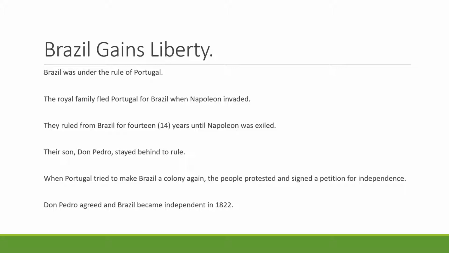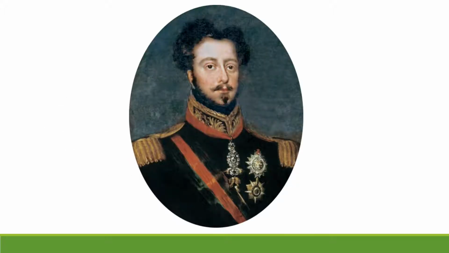Well, Brazil is not really happy about this. When Portugal tries to make Brazil a colony again, the people actually protested and signed a petition for independence. Don Pedro actually agrees, and Brazil will finally become an independent country in 1822 as well. And then finally here we have a picture of Don Pedro. Again, he was the leader of Brazil for a little bit, and agrees to free Brazil to become its own independent country as well.